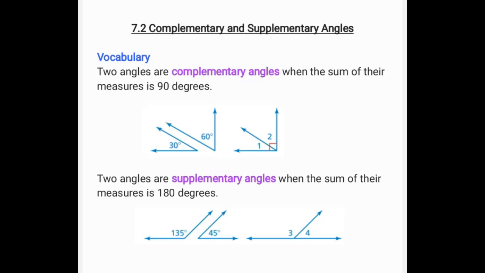In the second picture, we have two angles that are supplementary because the sum of their measurements is 180 degrees. As shown in the picture, we have 135 degrees with a 45 degrees, and the sum of their angles will equal 180 degrees, giving us supplementary angles.